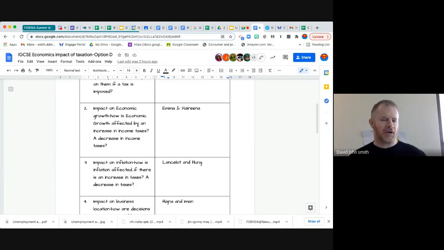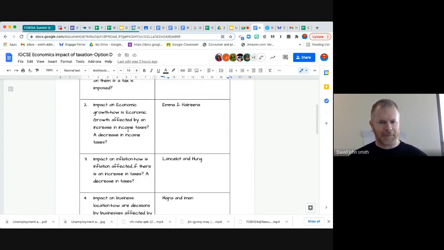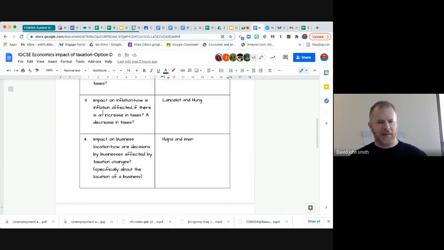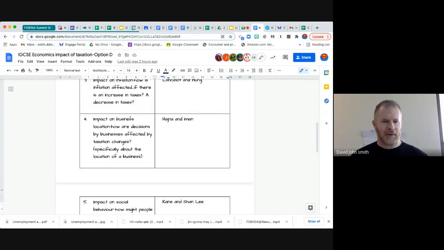How is economic growth affected by an increase in income taxes? What about if there was a decrease in income taxes? So you're going to have a go at answering that, Emma and Irina. Then an impact on inflation. How is inflation affected if there is an increase in taxes? Lancelot and Hung can have a go at that one.